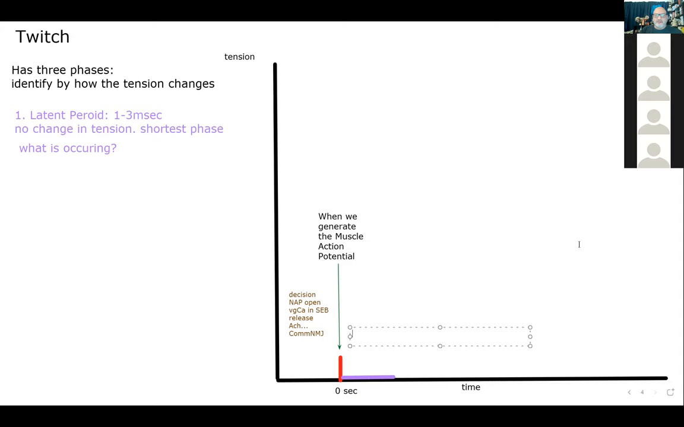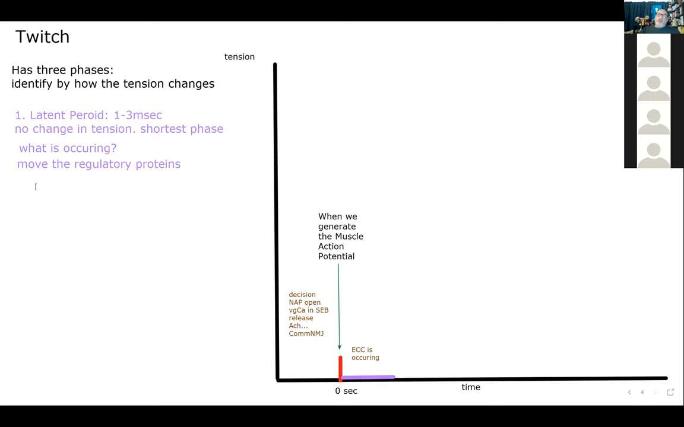During this period of time, our excitation contraction coupling, and I'm just abbreviating it here, is basically happening during this phase. What is occurring is that it takes a brief period of time for us to be able to move those regulatory proteins. And that's what we have to do. We have to move those regulatory proteins. Excellent. Now, once the regulatory proteins are moved, then we can start generating tension.